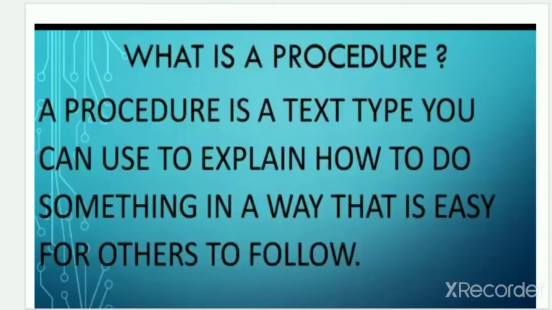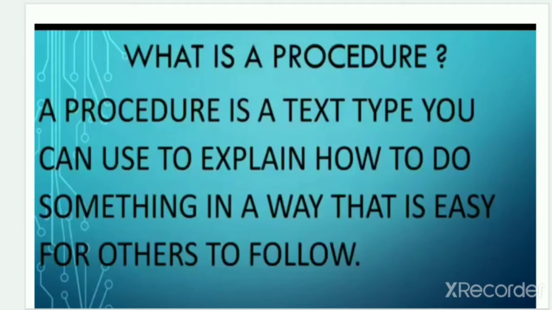What is a procedure? Does everybody know what a procedure is? You don't know? Okay, let me tell you. A procedure is a text type you can use to explain how to do something in a way that is easy for others to follow.